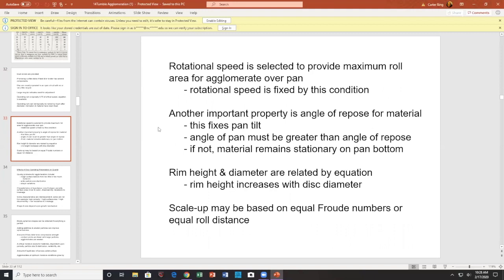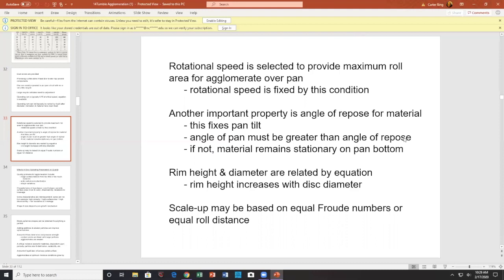Another important property is the angle of repose for the material. Basically, this fixes the pan tilt. The pan must be greater than the angle of repose. If you want to know what the angle of repose is, you pour stuff out on the countertop and note how it tilted, what angle it makes with the horizontal. The pan angle is higher than the angle of repose, so the stuff will fall.